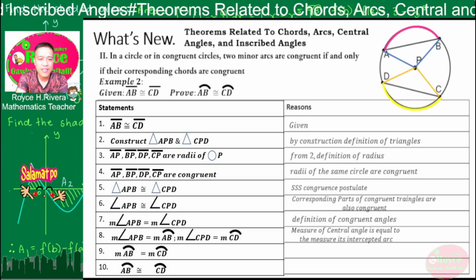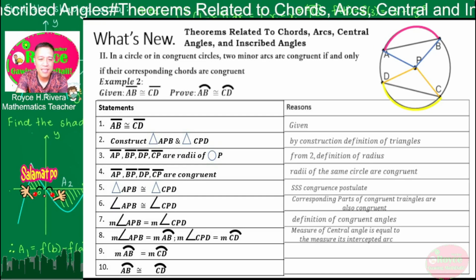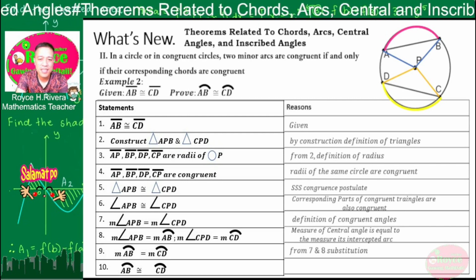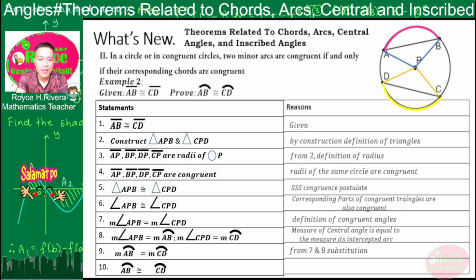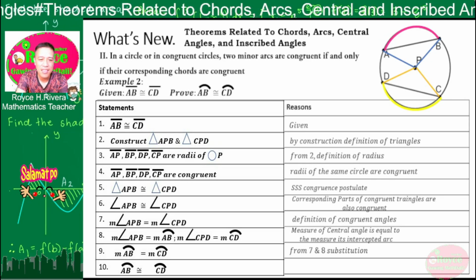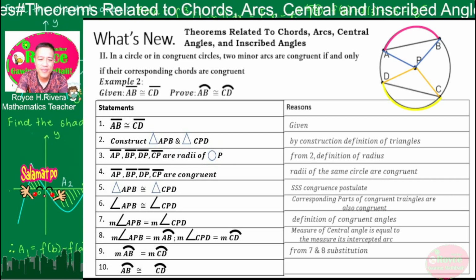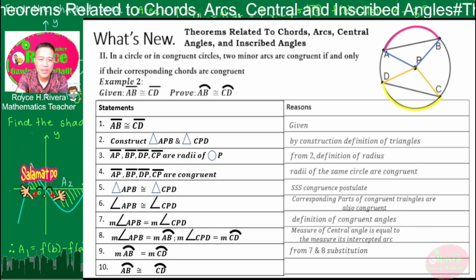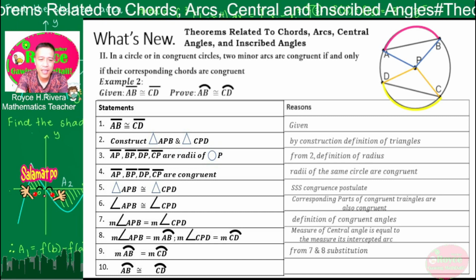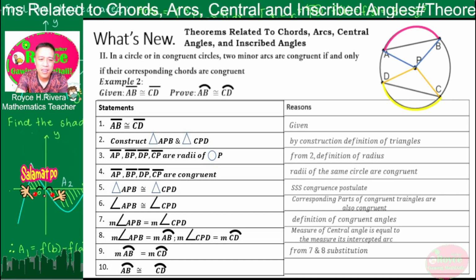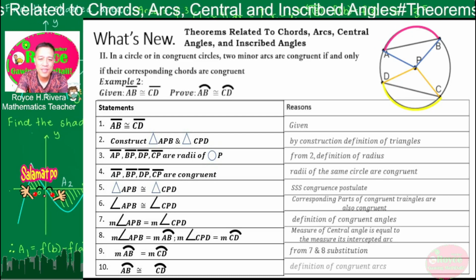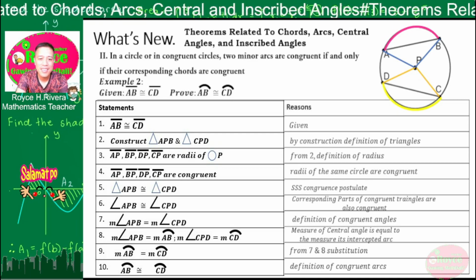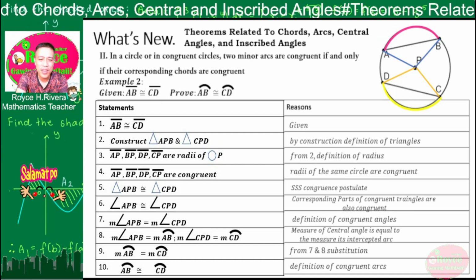Statement number 9. The measurement of arc AP is equal to the measurement of arc CD. For the reason, from statement number 7 and 8, substitution. In statement number 10, we can conclude that arc AP is congruent to arc CD for the reason definition of congruent arc. Congruent arcs are equal in measure.